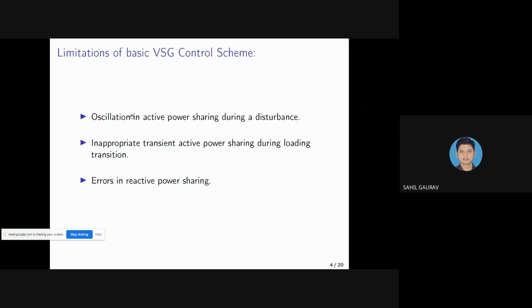The limitations of the basic virtual synchronous generator control schemes are like this. The first one is oscillation in active power sharing during a disturbance. Actually, active power oscillation during a disturbance is a well-known feature of the swing equation. Thus, we can say that it is an inherent feature of the real synchronous generator as well as the virtual synchronous generator. So it can be seen in both.